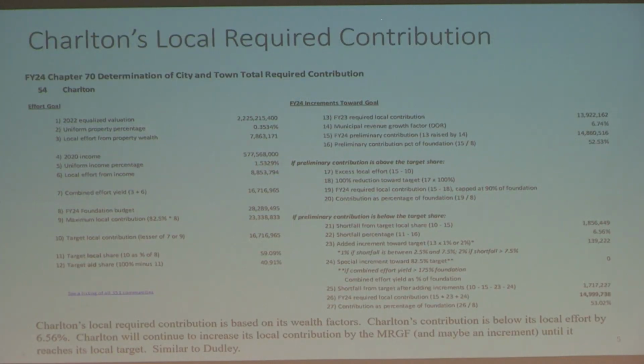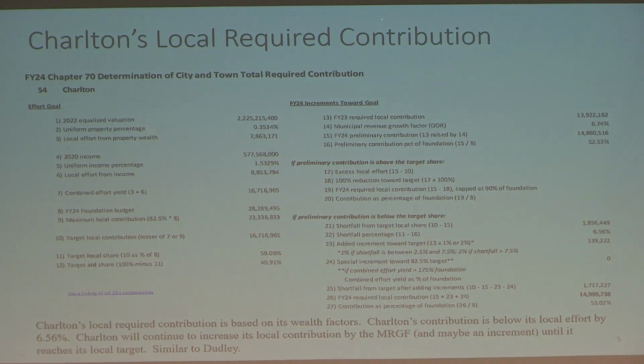And this is the same slide as the first one I showed you, but this is for Charlton, and it's pretty much set up the same way. The target is calculated similarly. It's based on the wealth factors that I mentioned earlier, and Charlton's contribution is also currently below the target, in this case by about 6.5%.